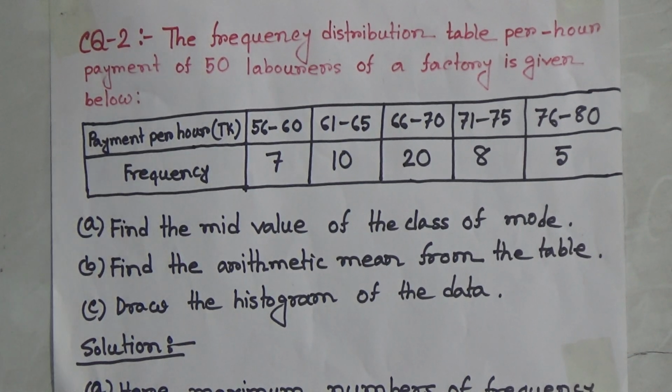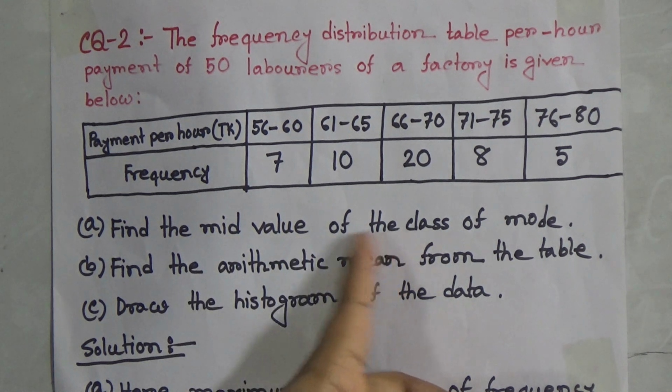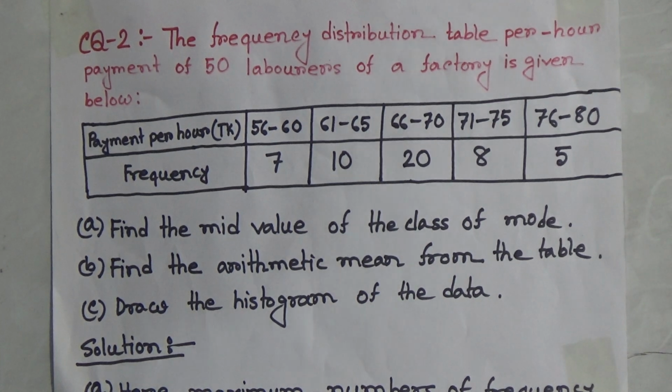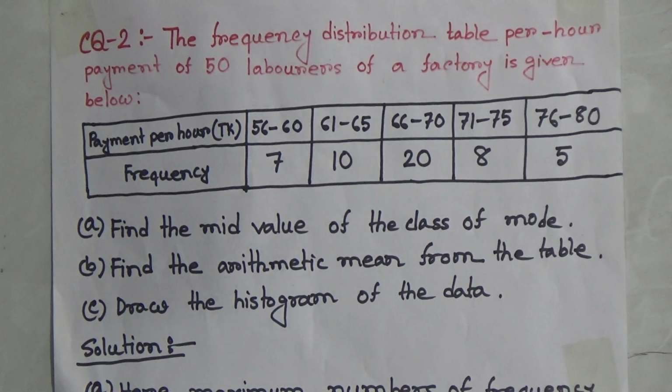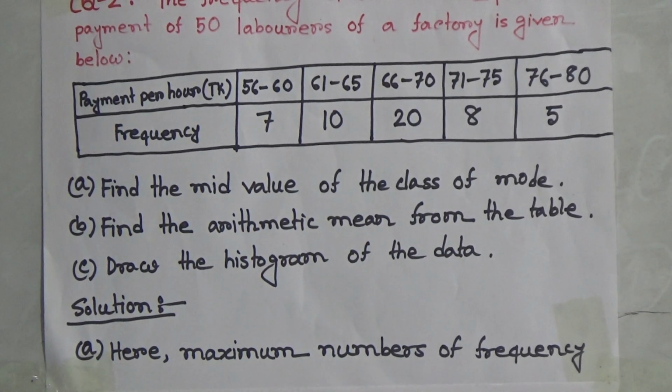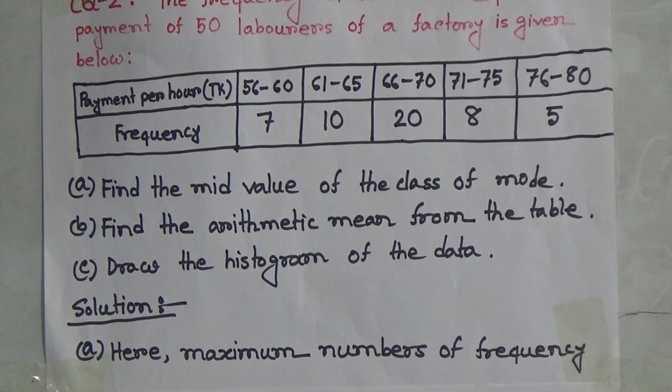So what is question number A? Question A is: find the mid value of the class of mode. My dear students, at first we need to find out the mode class. After that we find out the mid value of that class. Then question B: find the arithmetic mean from the table. That means by using this table we shall find out the arithmetic mean, and it is so easy.